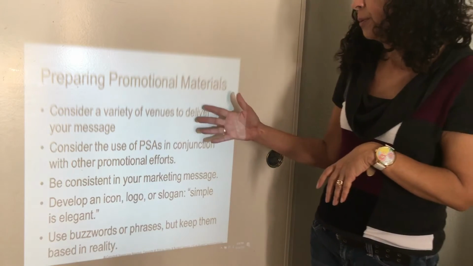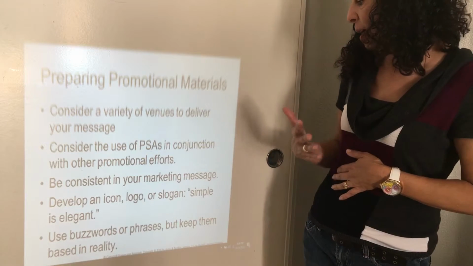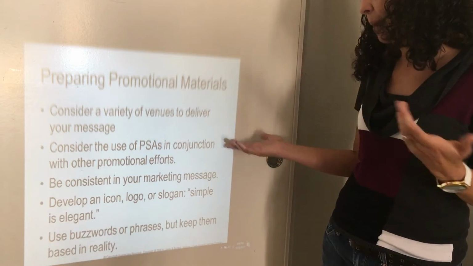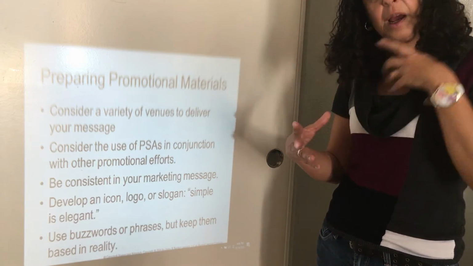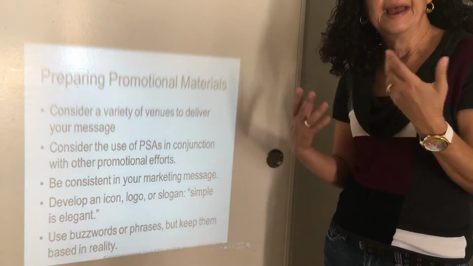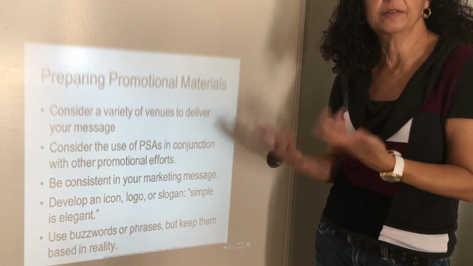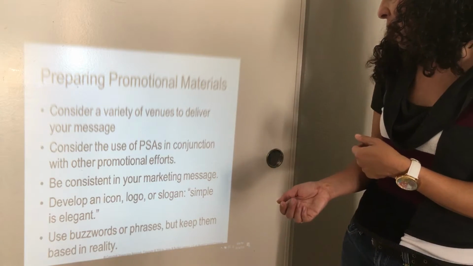So when you're preparing your materials, think about the different venues. If you're going to use a public service announcement, think about how it will be used as part of an overall plan. A PSA as a standalone item will not be an effective way of changing behavior. It needs to be accompanied by other kinds of methods.